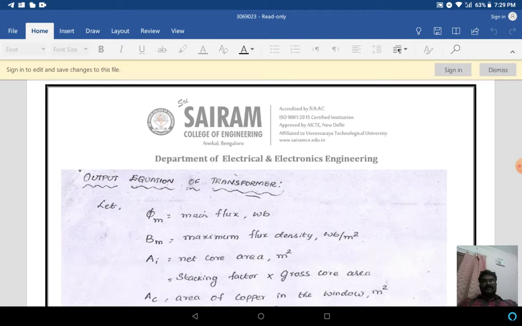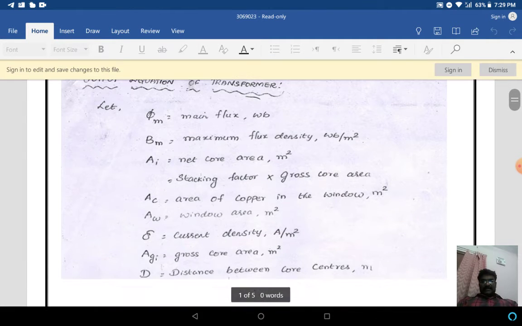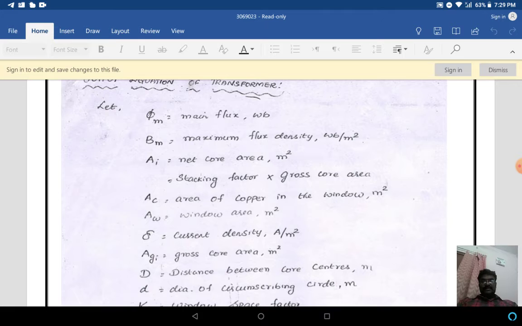Before going to the single phase transformer output equation, we have to know some of the details. Phi m is the main flux or maximum flux which will be generated when we give supply to the primary winding of the transformer. Its unit is Webers. Bm is the maximum flux density, in Webers per meter square. Ai, here the suffix i is nothing but iron, so the net core area in meter square, net core area of iron.